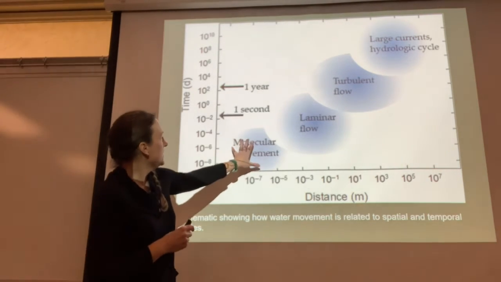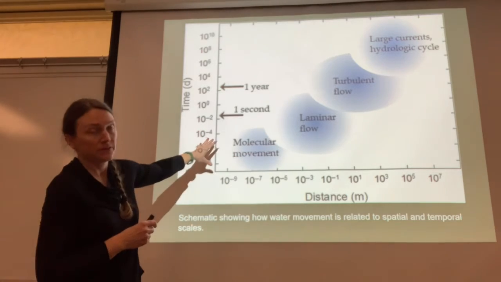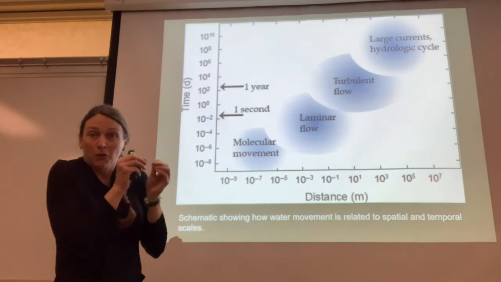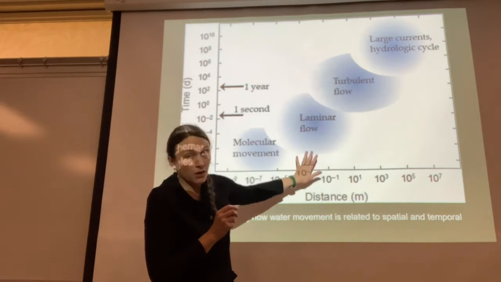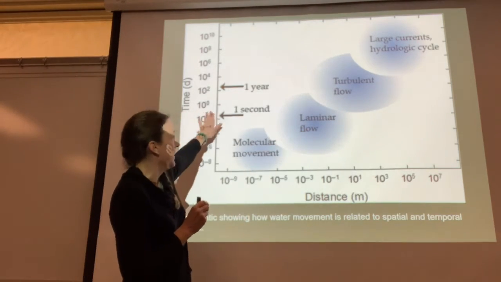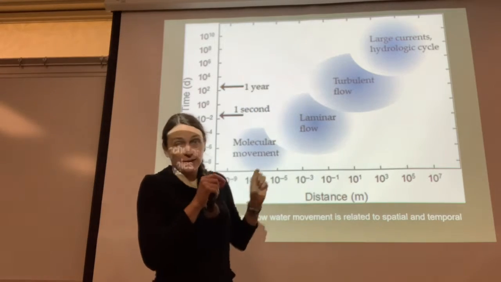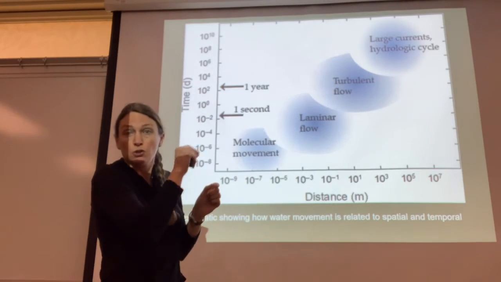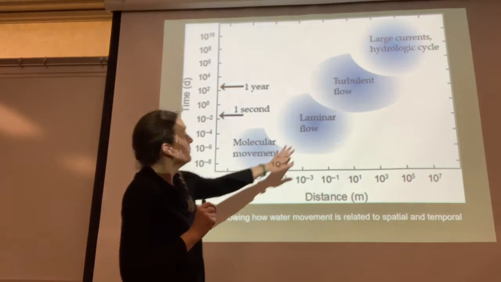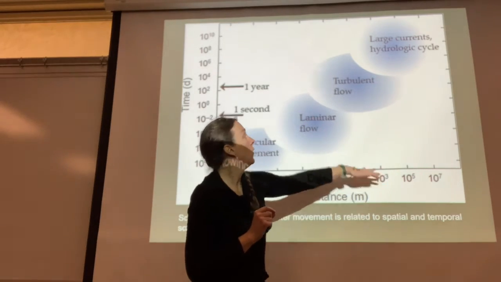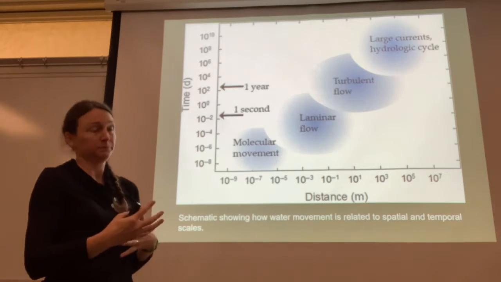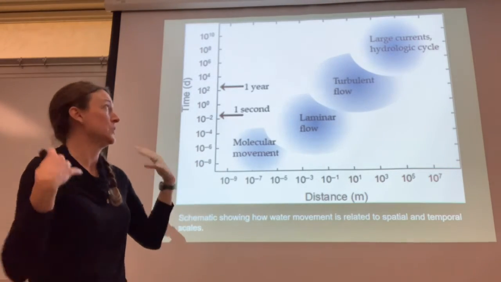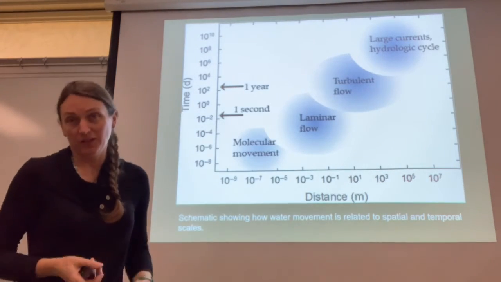So at small spatial scales over short periods of time, we just get molecules moving. And then over small distances and small times, like a second, we might get laminar flow. But if we move to larger distances or larger periods of time, we get turbulent flow. And then at the greatest scales, we're talking about the whole hydrologic cycle.